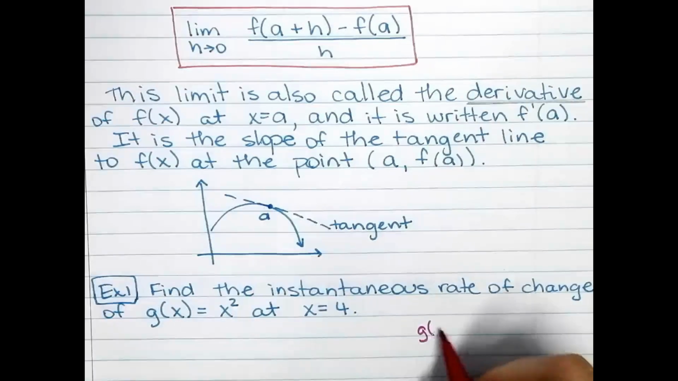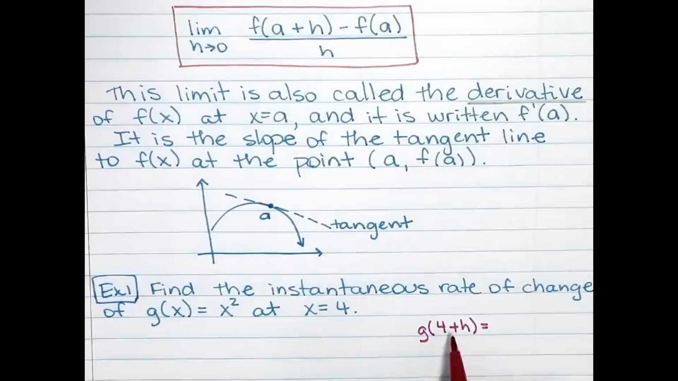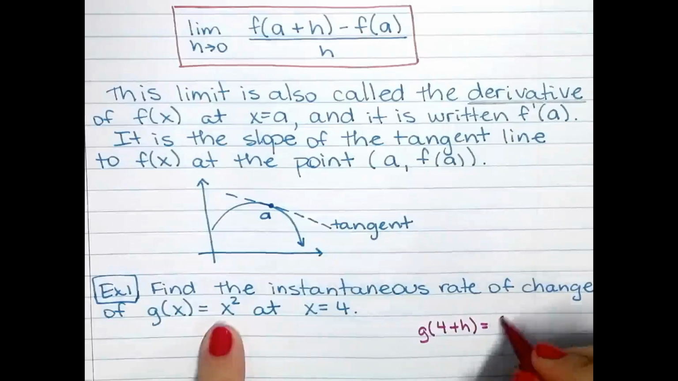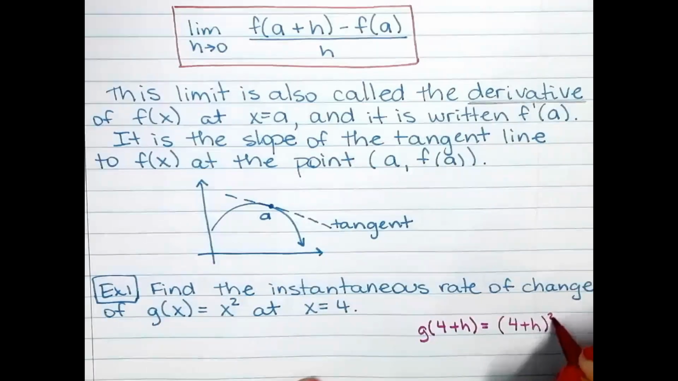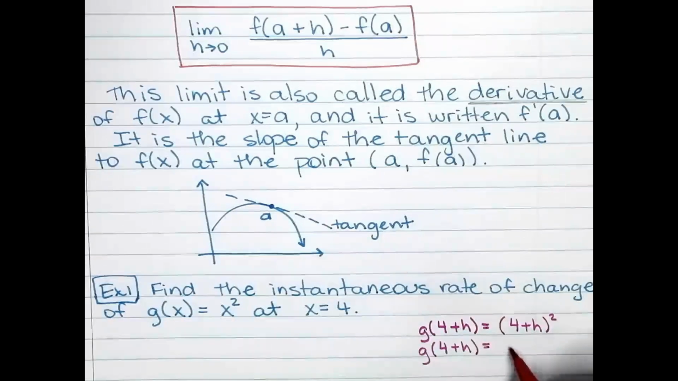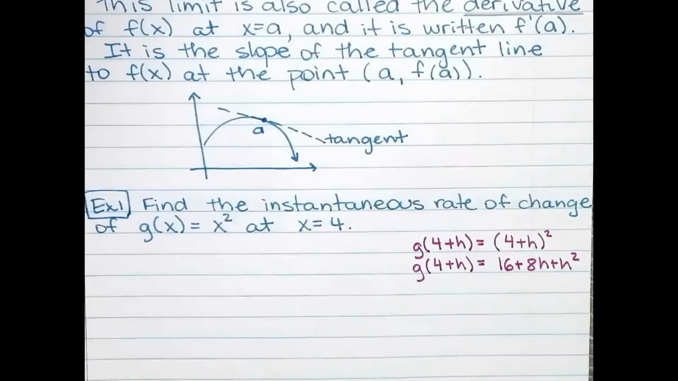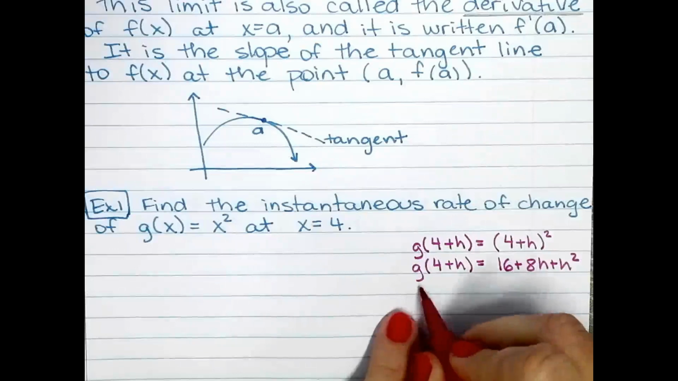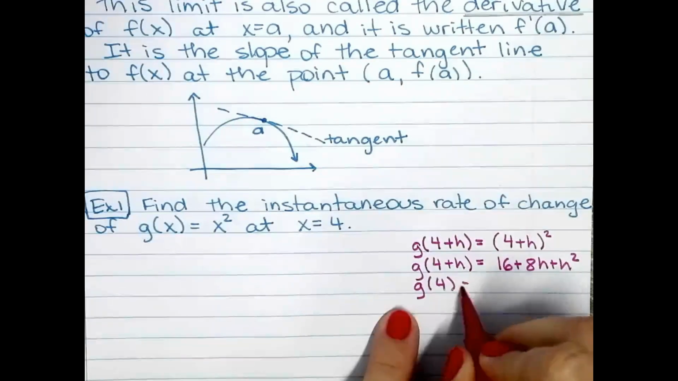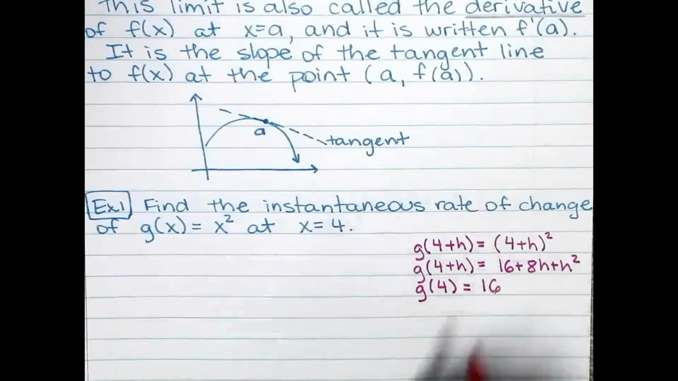So g of 4 plus h. Again, I'm going to substitute 4 plus h right there for the x in x squared, and we're going to expand that. For the formula, we also need g of 4. You only need to plug in 4 for x right there, and 4 squared is 16. Okay.